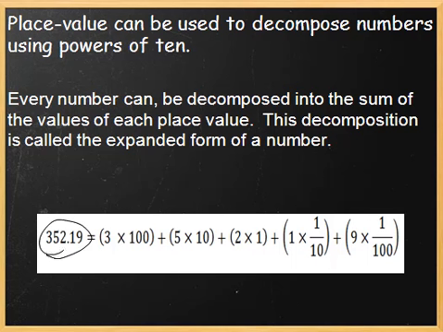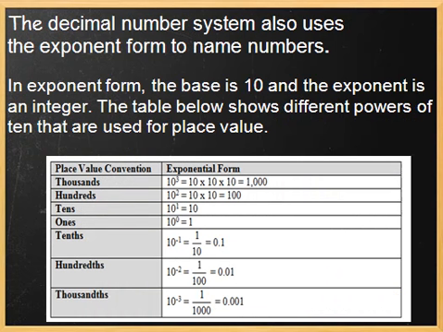Therefore, again, we had that number 352 and 19 hundredths, which is really just 3 groups of 100, 5 groups of 10, 2 ones, and then we can look at our place value of tenths and hundredths. Our 1 can be represented as 1 times 1/10, and our 9 is in the hundredths, or 9 times 1 over 100. Again, place values can be put in exponential form.